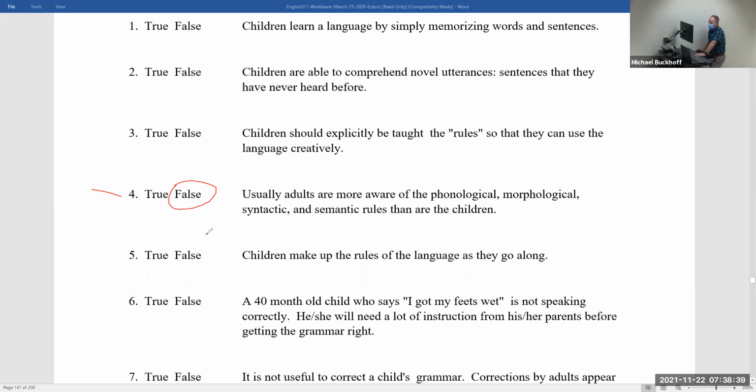Okay, let's take a look at number 5. And these things are kind of based on research, right? Research regarding child language acquisition. Children make up the rules of the language as they go along. What do you guys think? True or false? Is it possible for children to create the rules of the language?